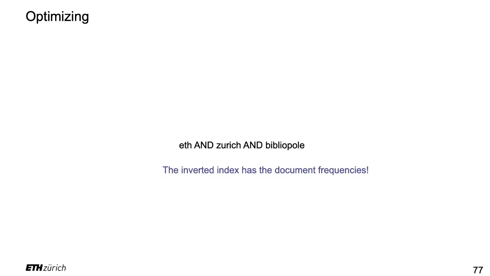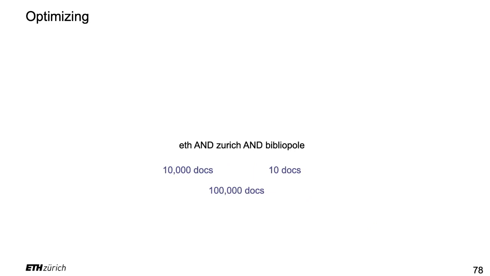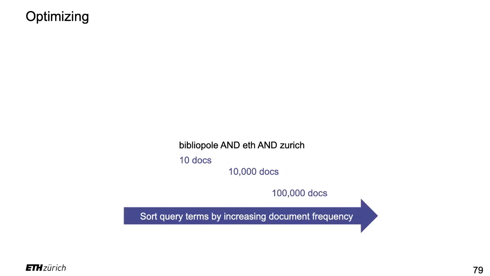Yes, absolutely. So we start with the low frequencies here. You see here, I looked it up. It's in the inverted index, these purple rectangles. ETH has 10,000 as a document frequency. Zurich has 100,000 and Bibliopol 10. So we pick the two smallest ones and we sort them that way. It's a reorganization of the query. And now we are going to merge Bibliopol and ETH.